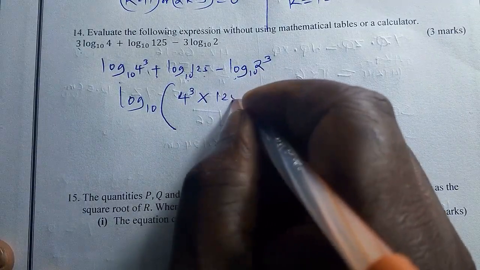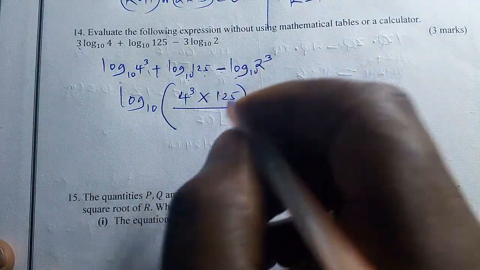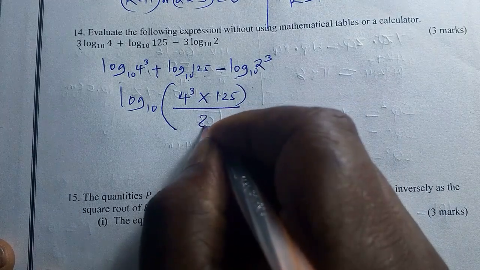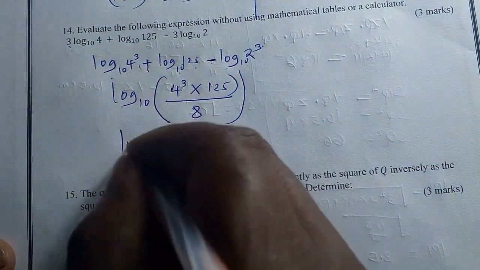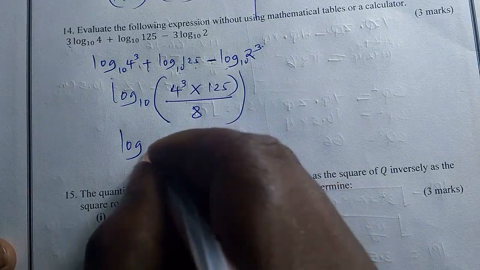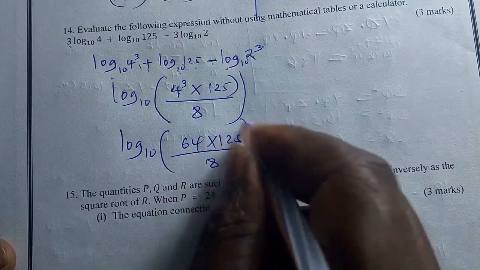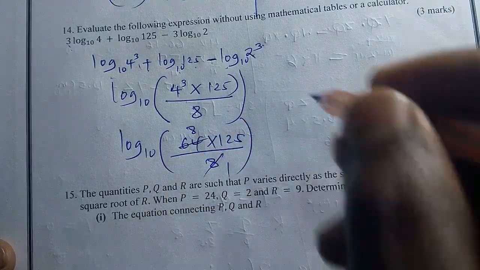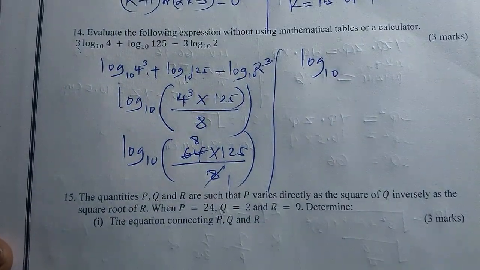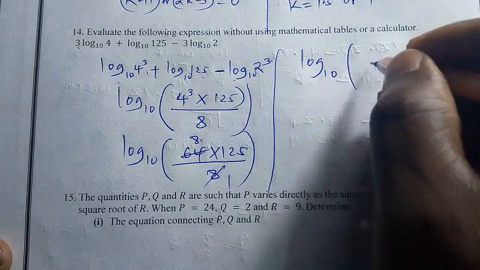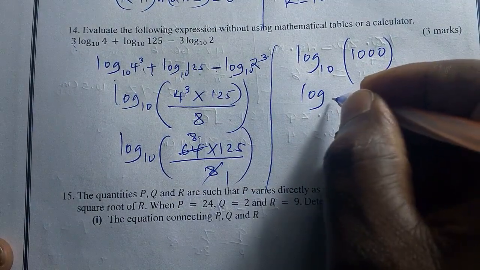125, and minus means division. We divide by 8. 2 raised to power 3 is 8. This is the same as log base 10 of 64 times 125 over 8. But we know 64 divided by 8 is 8. So this is the same as log base 10 of, 8 times 125 is 1000. Log base 10 of 10 raised to power 3.